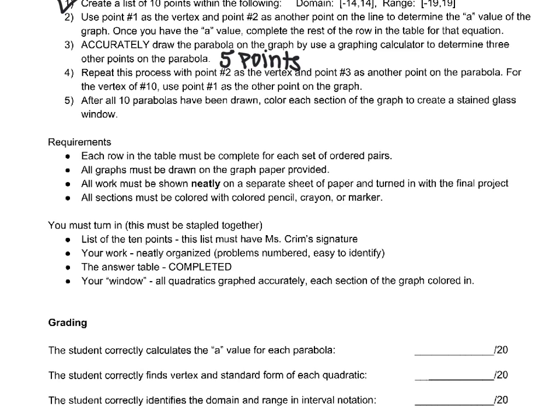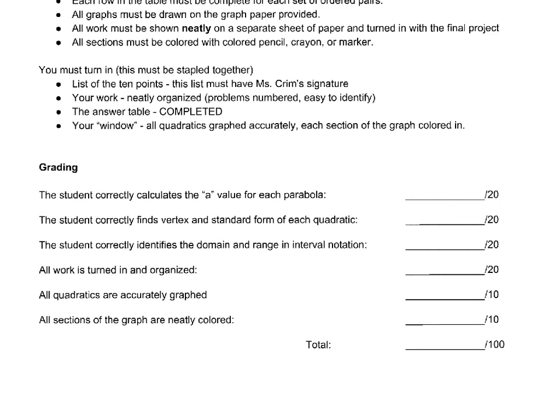At the bottom down here, we have our grading section. When I'm grading it, you need to correctly calculate the A value for each of the parabolas. That's worth 20 points. You're going to correctly find the vertex and the standard form of each quadratic. That's also worth 20 points. You're going to correctly identify the domain and range in interval notation. That is incredibly important. Notice I'm asking for the domain and range in interval notation. Interval notation is the one that uses parentheses or brackets, depending on if it's less than or equal to.